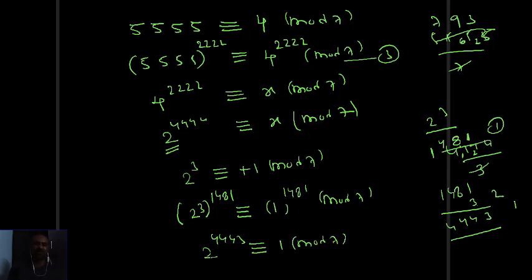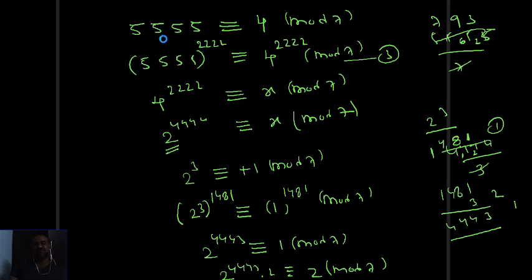But what do you want? One more 2 you want. That is just multiplying 2 on the other side: 2 power 3 into 2 is congruent to 2 modulo 7. Okay, I will write in the next page.